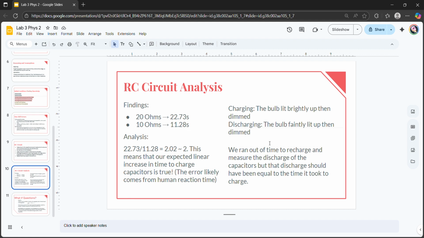When charging, the bulb lit brightly, then it dimmed. When discharging, the bulb lit up faintly and then dimmed. And we ran out of time to measure the discharge, but they should have been equal though.